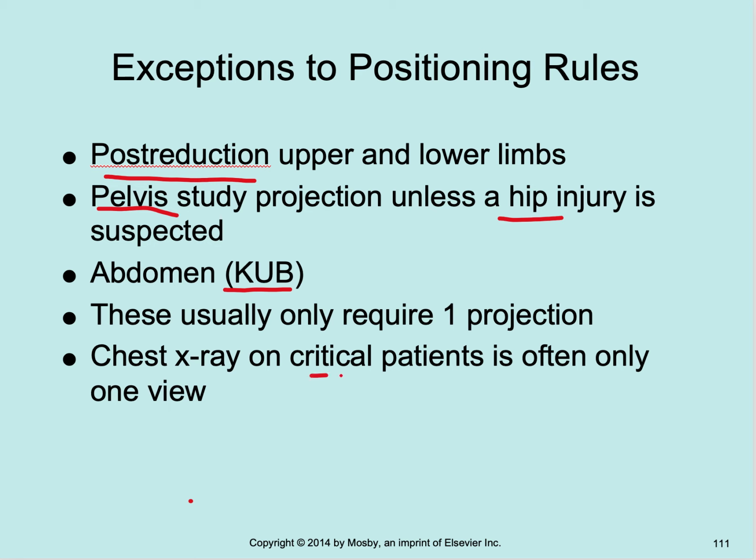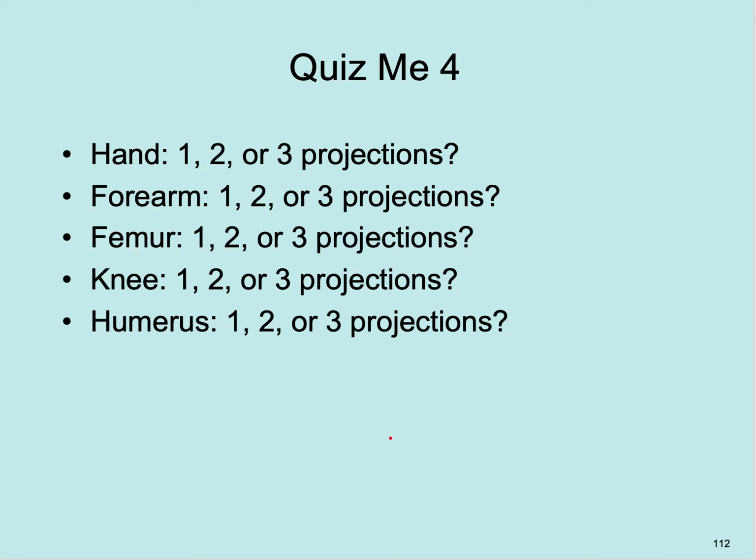Chest x-ray on critical patients is often only 1 view. So you think about your chest x-rays as inpatients that need a chest x-ray like every morning. That's a single picture. It's an AP projection. You don't do a lateral, so that's 1 projection. So post-reduction on most things is going to be a single picture. Pelvis image is going to be a single picture. Abdomen KUB is a single picture. And then chest x-ray on critical patients, that is a single image.